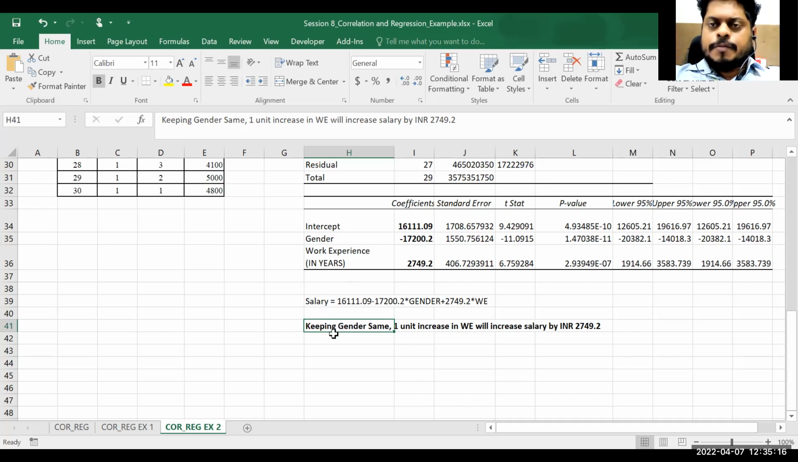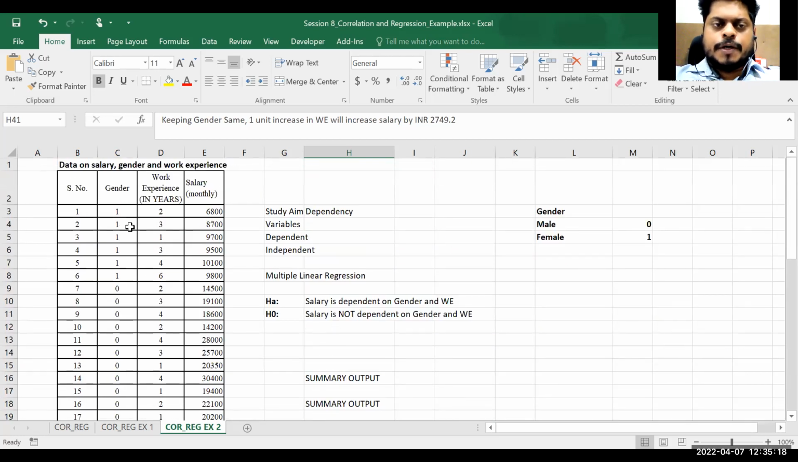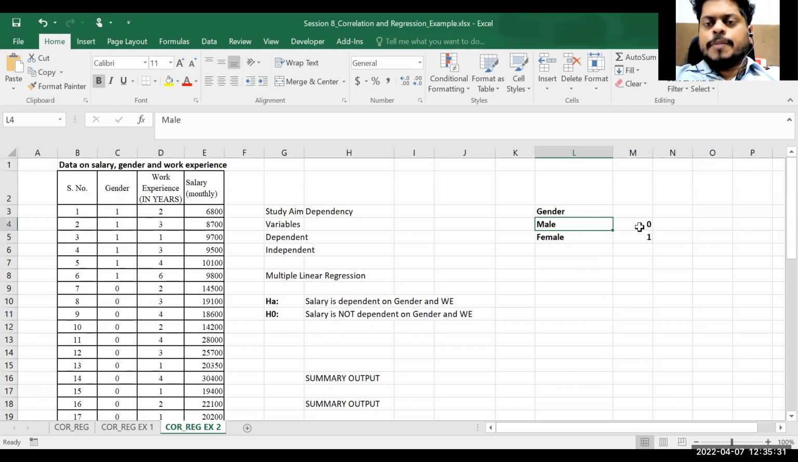Whenever you have a categorical variable, we have to code that. That is something known as dummy coding. So I have gender, I have two labels, male and female. Which one you keep as 0 is up to you. Male can be 0, or you can take male as 1 and female as 0, but the answer will be the same.